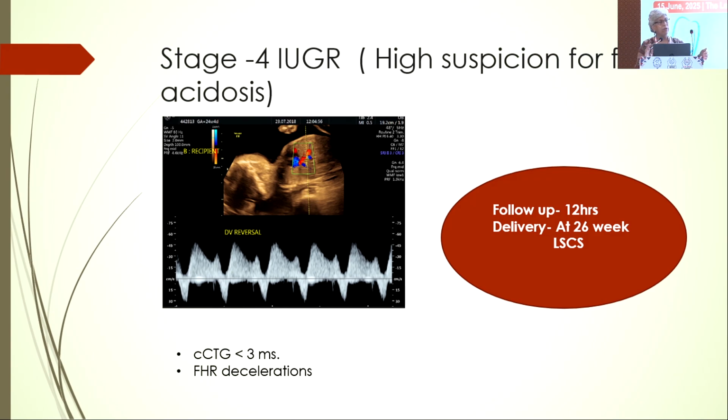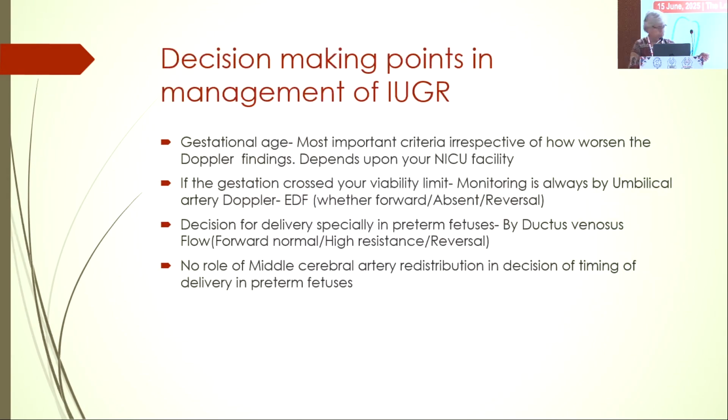If my scenario is a low setup and I do not have a good NICU facility, what will I do? If I deliver, I am just imposing an early neonatal death instead of IUD. So we have to see all these things and individualize the treatment accordingly. The decision-making point in management of IUGR, first of all in extreme prematurity, is gestational age, the most important criterion, and it will depend upon the NICU facility also.